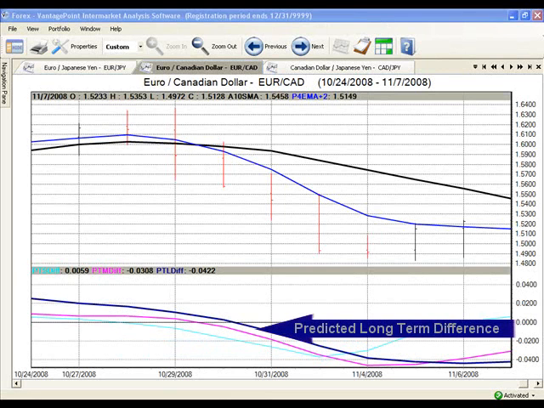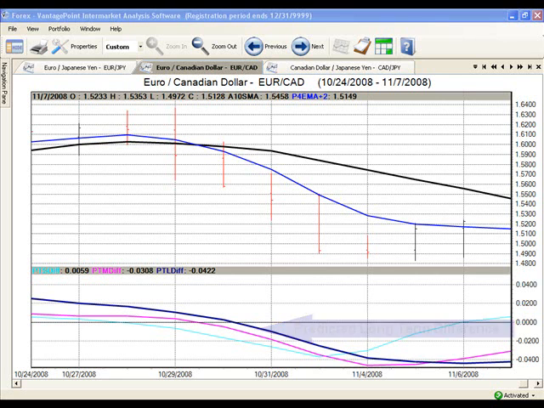Conversely, the predicted long-term difference is less sensitive to recent changes in price and may be more steady than the predicted short-term difference. You may determine to use this indicator to shut out noise in the media and recent market happenings.